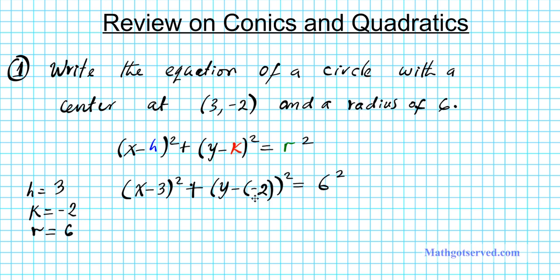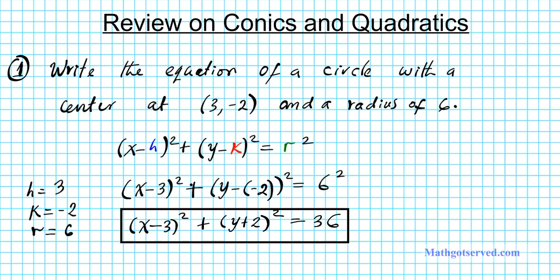All right, let's simplify this quantity here. So we are going to have x minus 3 quantity squared plus y plus 2 squared equals 6 squared, which is 36. Okay, so this is the equation of a circle with center (3, -2), and a radius of 6.